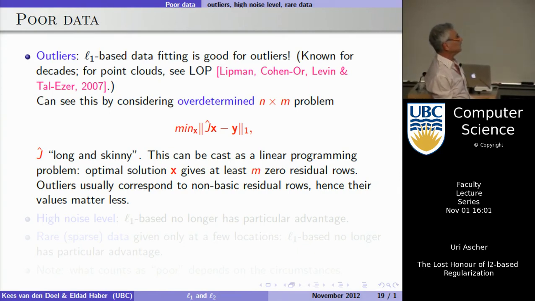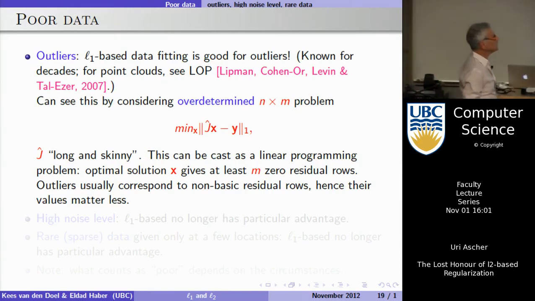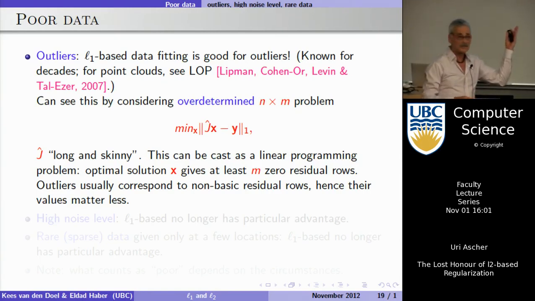And Y is data, and we're looking for a short vector X that fits a lot of data, basically. Each row in this set of data fitting terms corresponds to one residual for one row. You can formulate that using linear programming. It's a linear programming problem. Then you look at the dual, and when you're done playing with that, it turns out that the basic variables of the dual, for those who know linear programming terminology, correspond to rows of residuals which are zero.